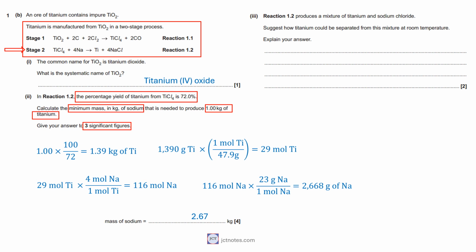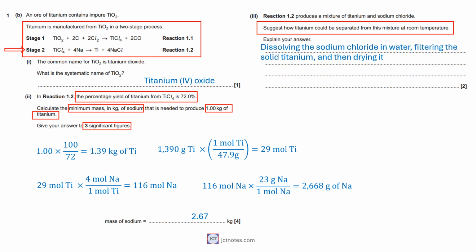In the third question, we are asked how titanium could be separated from the sodium chloride mixture in reaction 1.2 at room temperature. We can use that the sodium chloride is soluble in water, while titanium is not. Therefore, the titanium can be separated from the mixture by dissolving the sodium chloride in water, filtering the solid titanium, and then drying it.